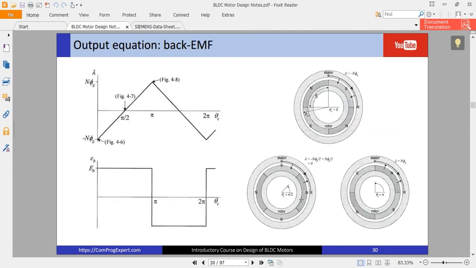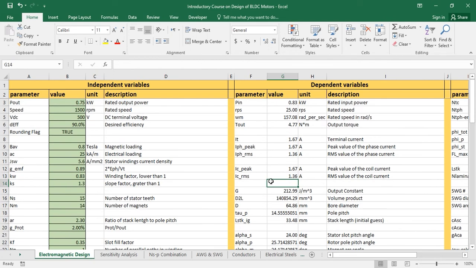Okay, we calculated till now just these direct dependent variables. If the motor efficiency is 90%, then according to these desired values, the terminal current should be equal to this number, and the phase current and coil current should be equal to these numbers.